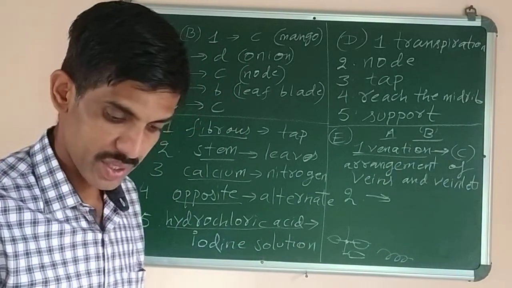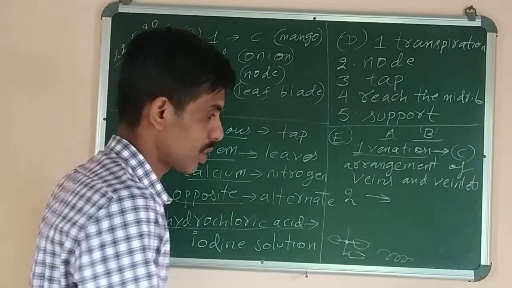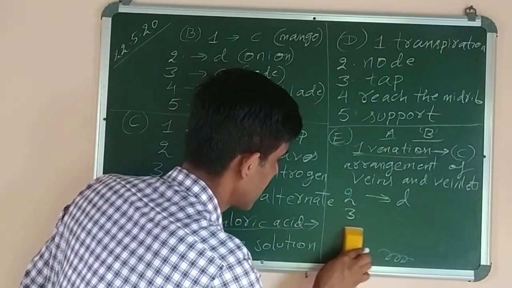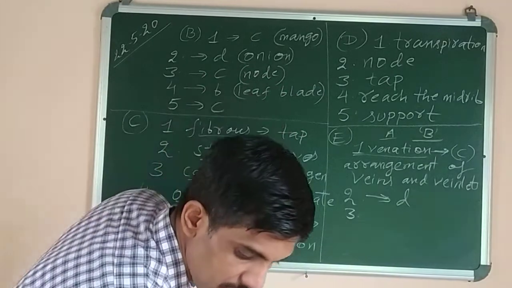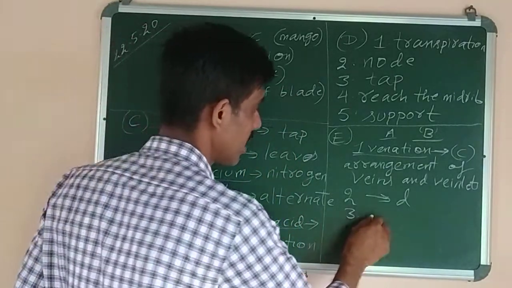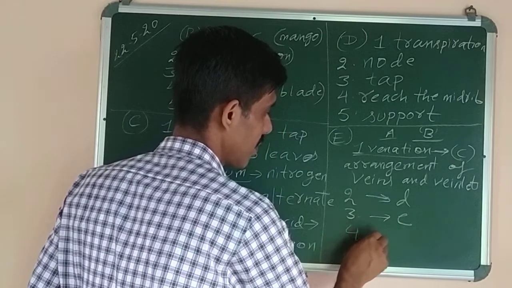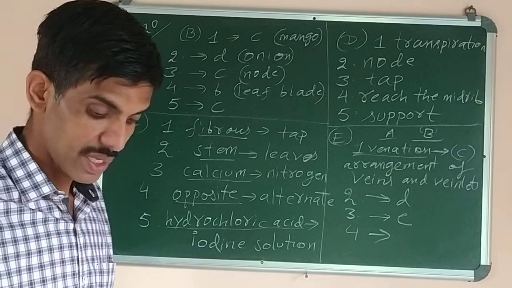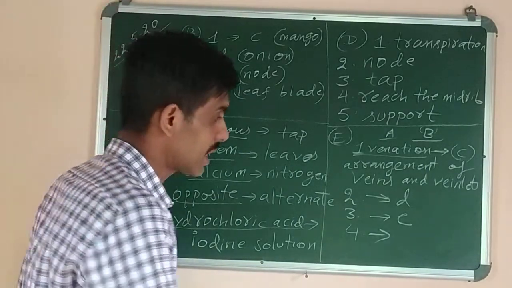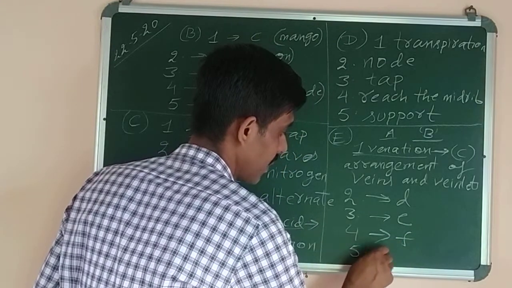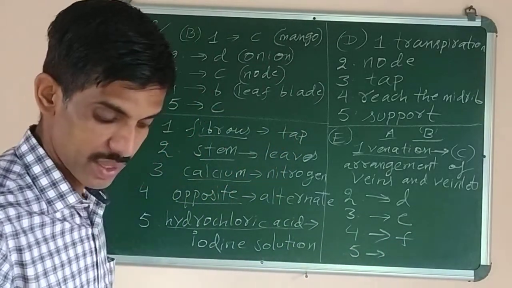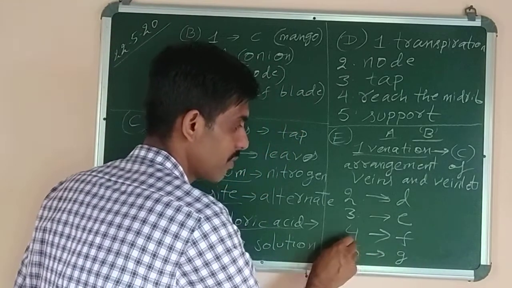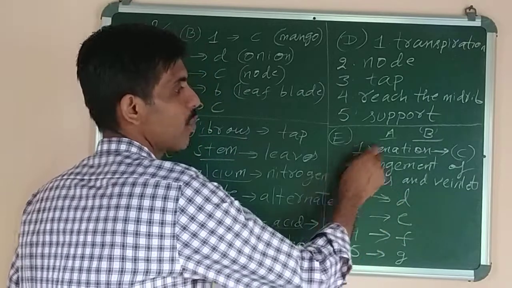So number 2, wheat. The answer should be parallel venation, which is number D. Then number 3, the question is rose. So rose has got compound leaf, that is option number E. Then 4th one, the question is pitcher plant, and the matching is leaf modification for trapping insect, which is number F. And the 5th one is onion, and it matches with fleshy leaf, which is option number G. So 5G, 4F, 3E, 2D and 1C.